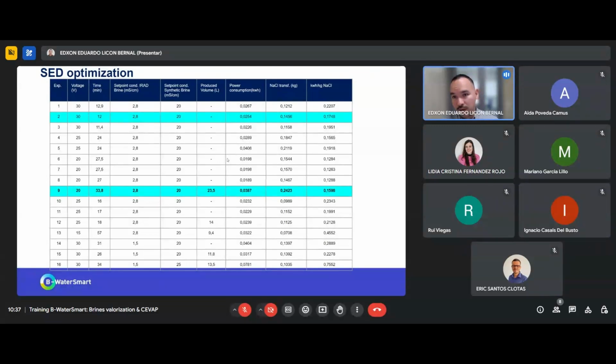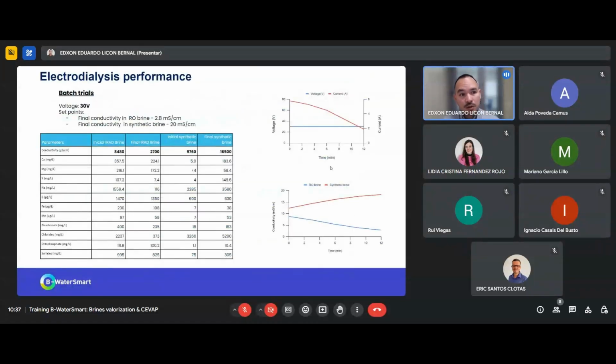Of course, at different conditions, we have a different mass of sodium chloride that was transferred to the concentrated side, and with an energetic cost, of course, per kilogram of sodium chloride that was used. And this was important because at the end of the day, we need to see the overview of the whole process that we will see at the very end of the presentation. So I was highlighting two specific cases.